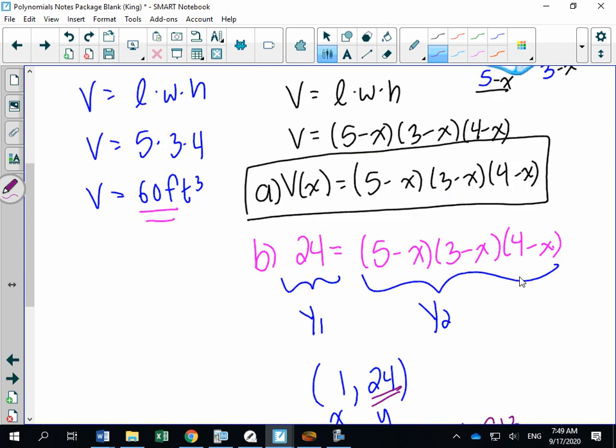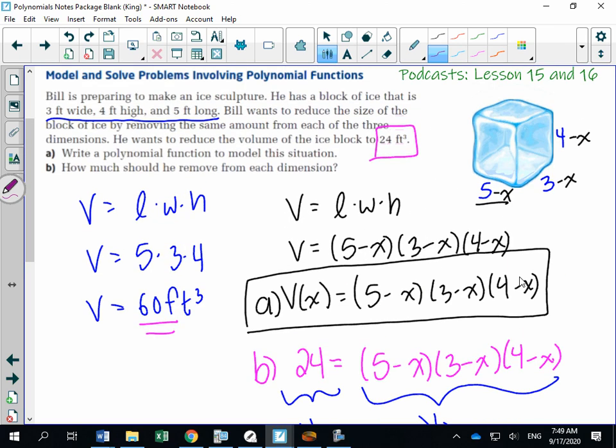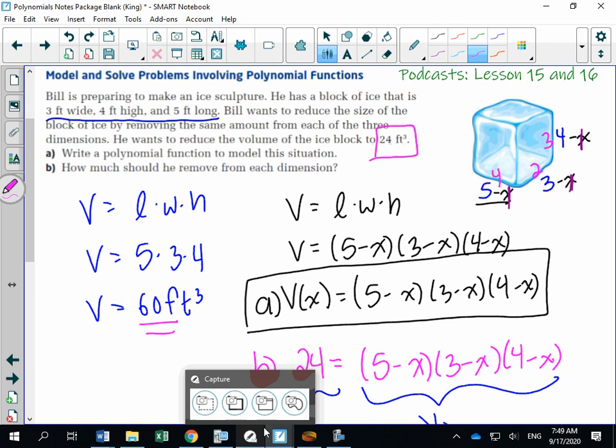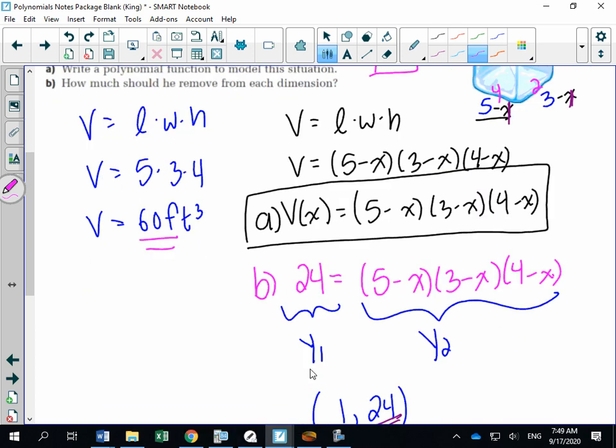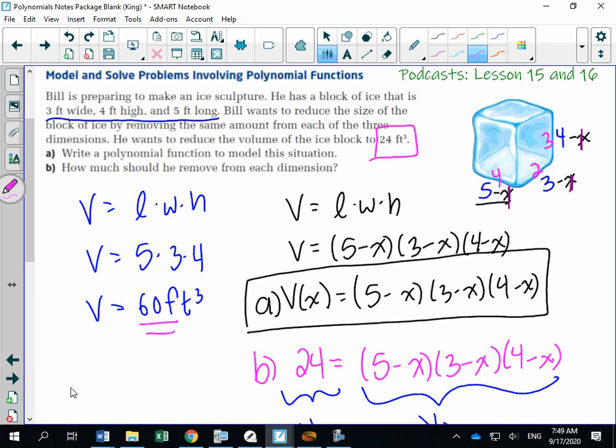If I go back up to my little ice cube, and if I subtract 1 from each dimension, I'm going to have a length of 4, a width of 2, and a height of 3. And if you type in your calculators, 4 times 2 times 3, so 4 times 2 is 8, and 8 times 3 is 24. Then he would have reduced his volume of ice to 24 cubic feet. Okay, so that's how we do this first question.